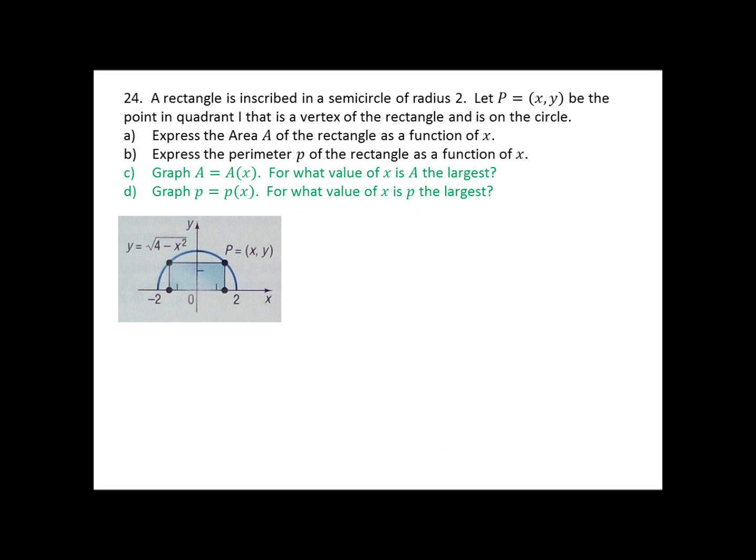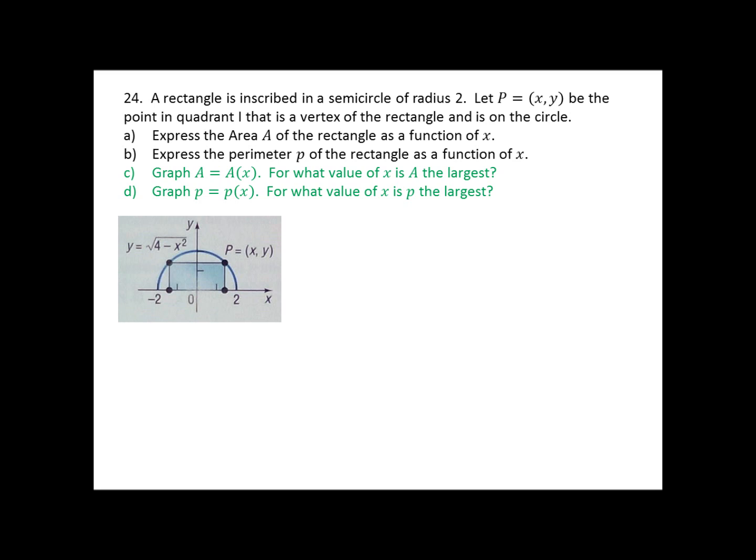Alright, number 24. They give us a picture for this. They tell us a rectangle is inscribed in a semicircle of radius 2. They say let P equal some generic point xy. It's in the first quadrant, and it's not only the vertex of the rectangle, but it's also on that curve. Now that's nice because they also tell us an equation for this semicircle. It's y equals the square root of 4 minus x squared. I will be using that.